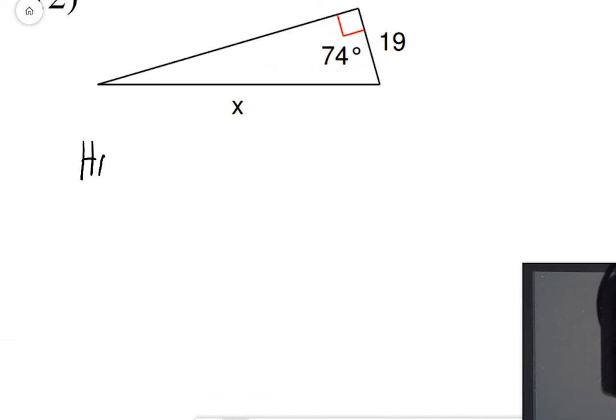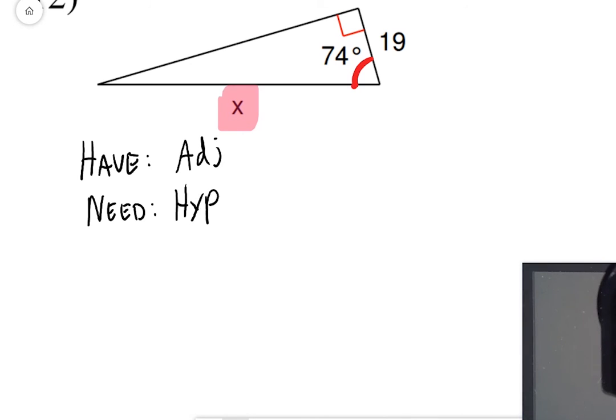What do we have? What do we need? Ready, set, go. Well, it looks to me like what we have, this is obviously the 74 degree angle right there. What we have is the adjacent leg. What we're looking for, and this one's actually a little bit tough, this X, that's the hypotenuse. This is a very skinny triangle, so it's kind of hard to tell, but the hypotenuse is always opposite the 90 degree angle.